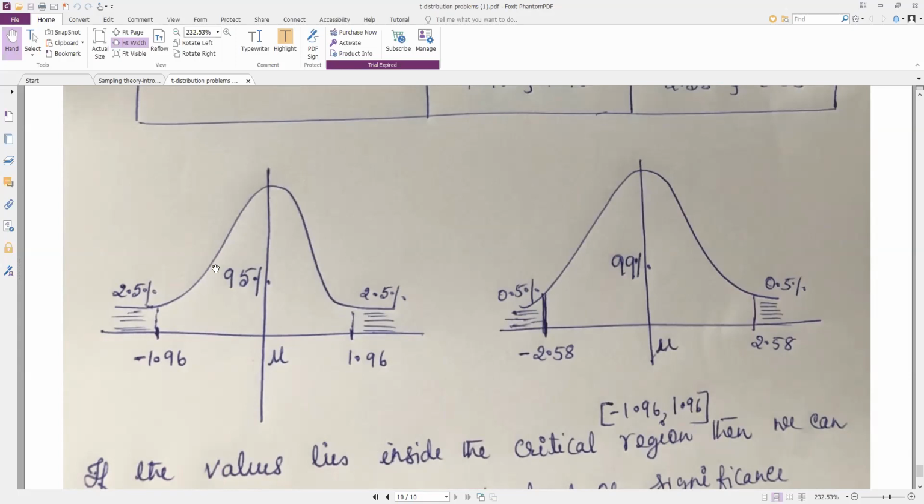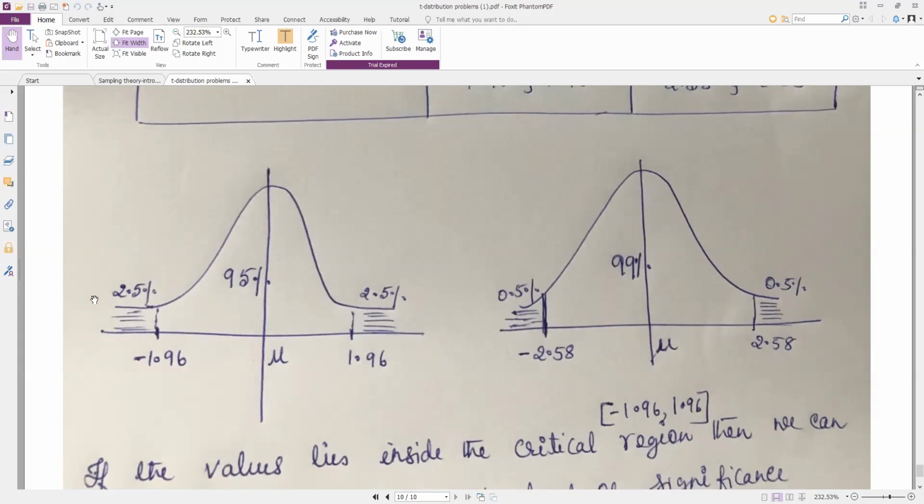Or we can say we are 95% confident: if the value lies inside this range, then we say we are 95% confident that we can accept the hypothesis. If the value lies outside this range, then we can say we are rejecting the hypothesis at 5%.